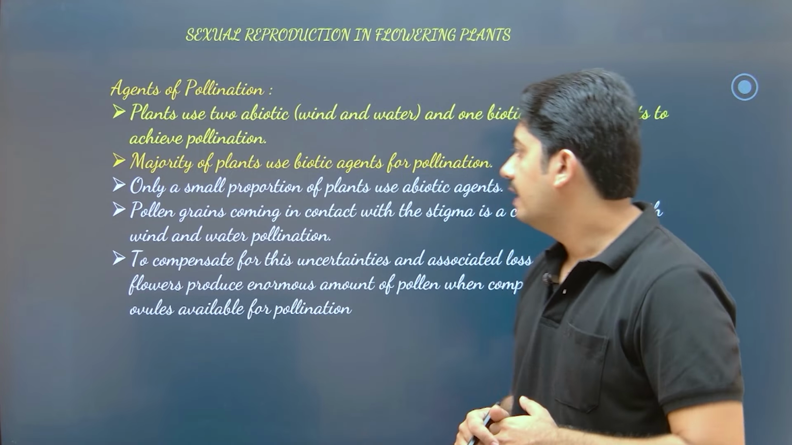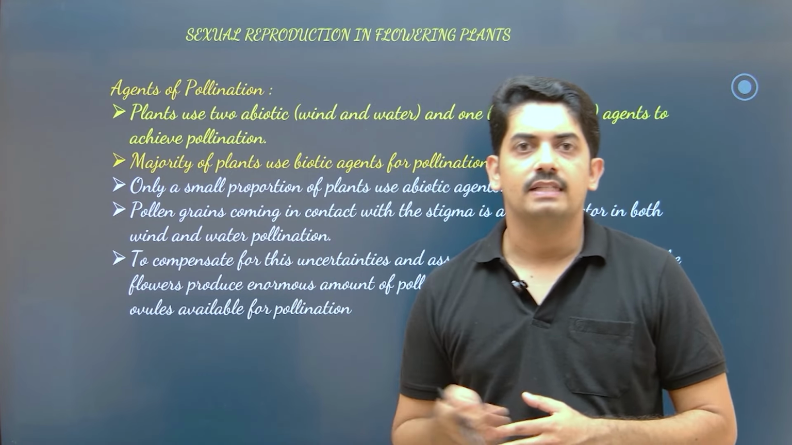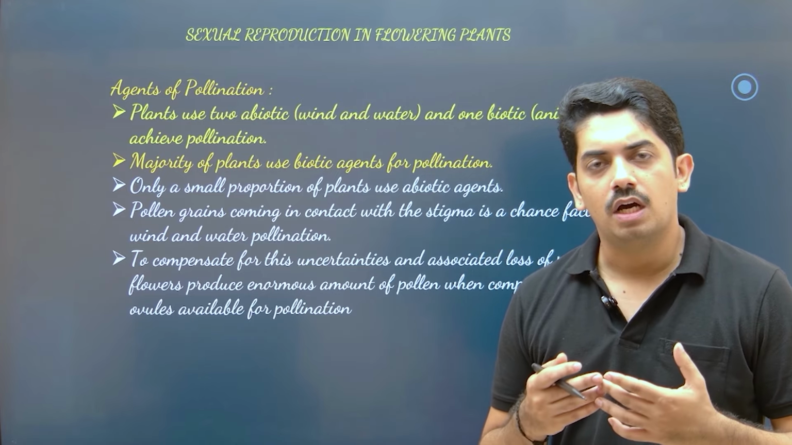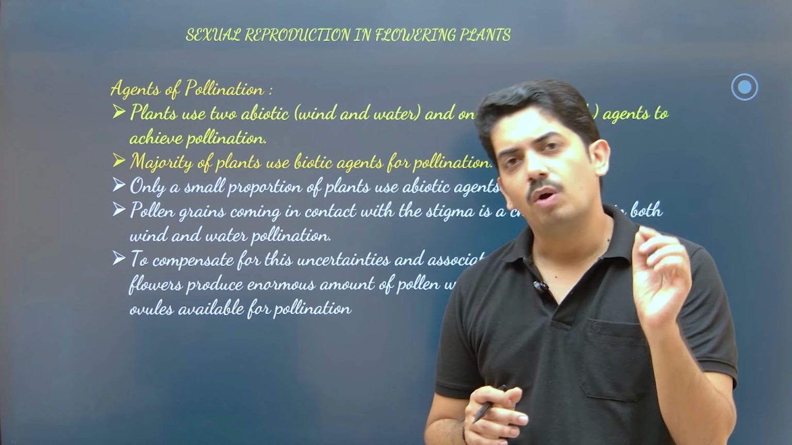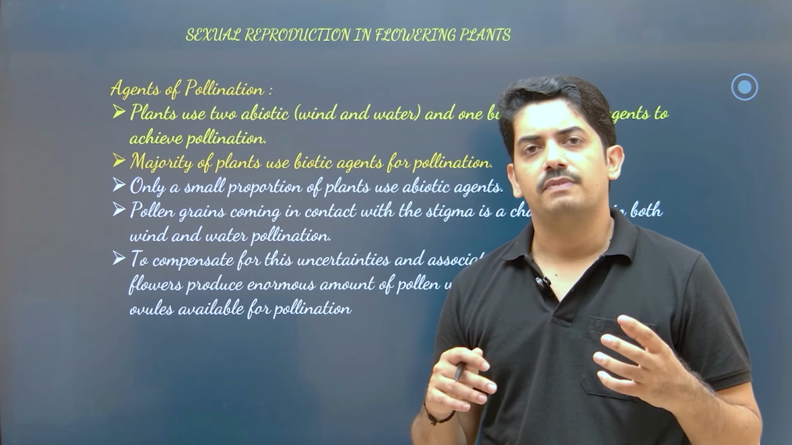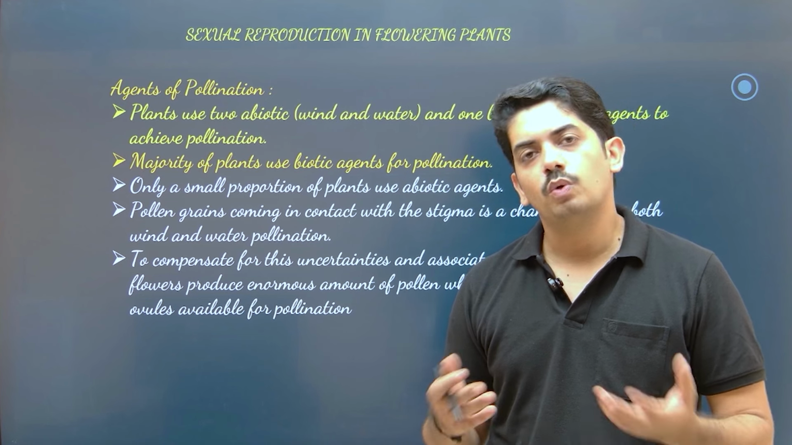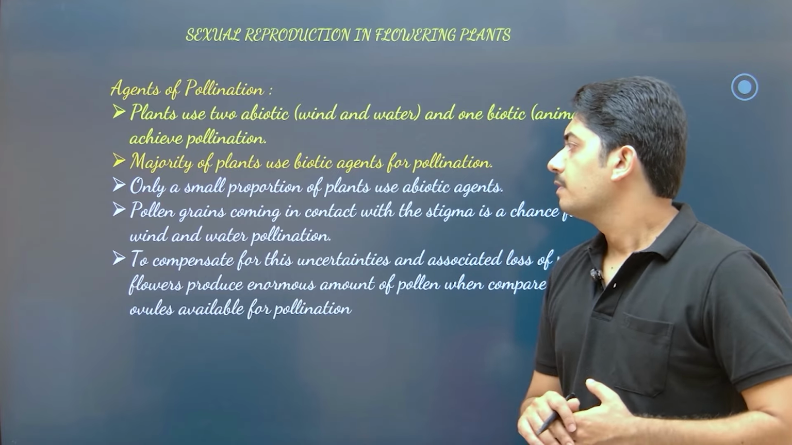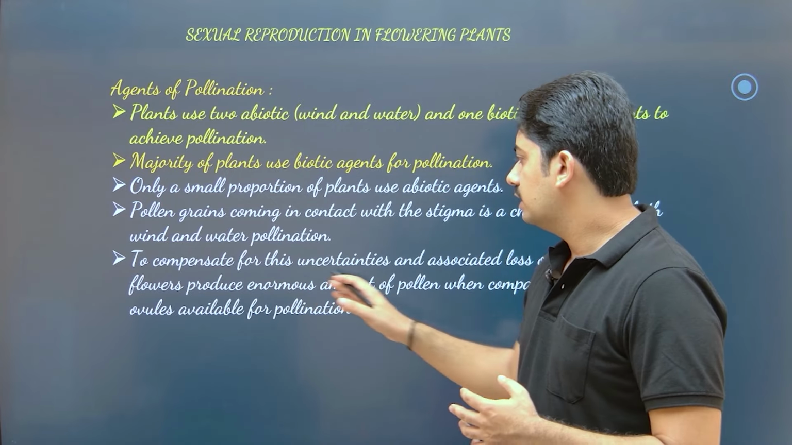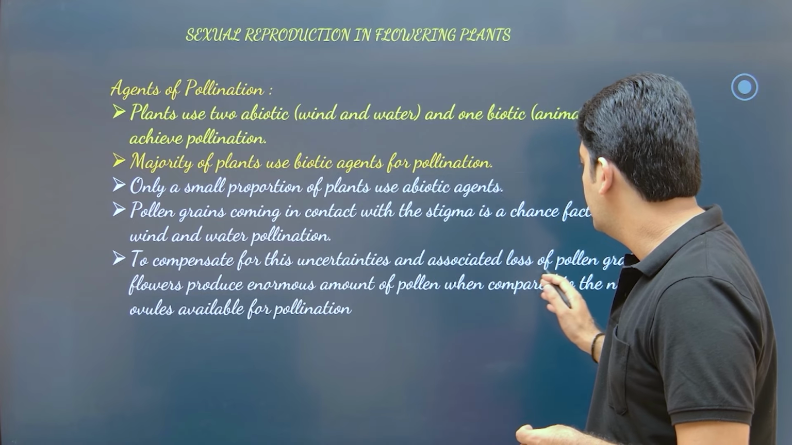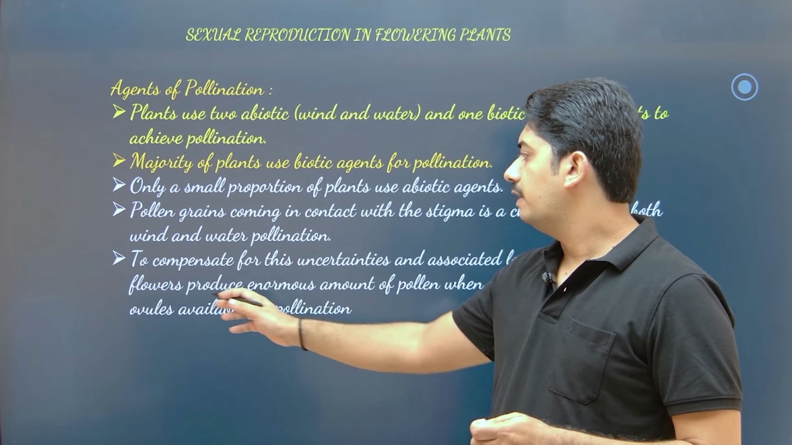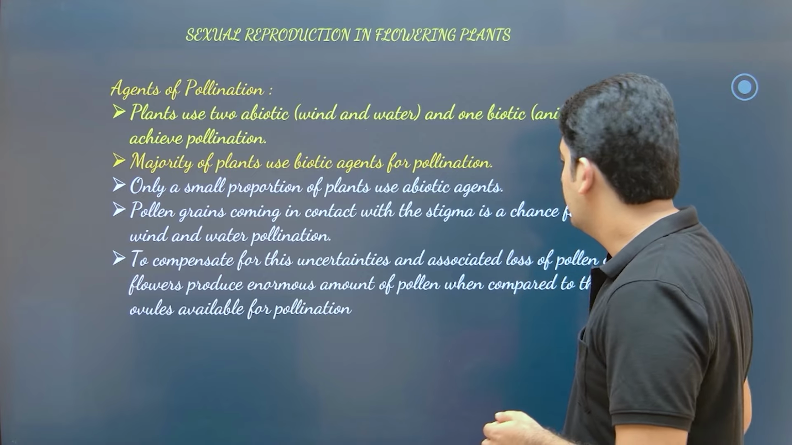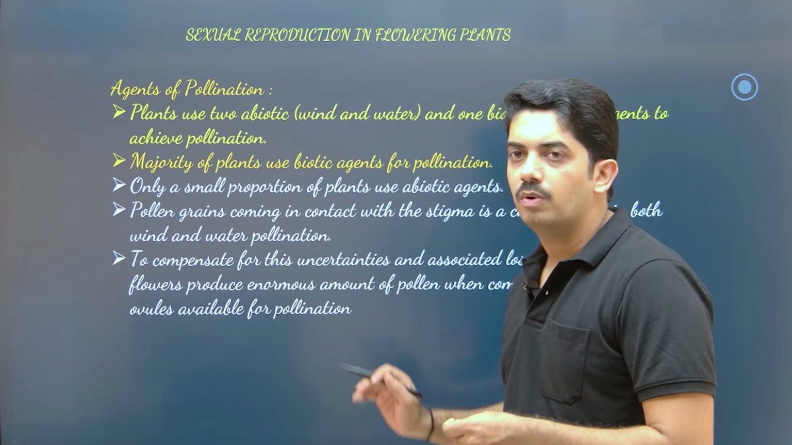So that's why whenever a plant is dependent on an abiotic factor like water and wind, then they need to produce a large number of pollen grains and very small flowers, because if there is no insect pollination, there is no need to produce colorful petals or any type of rewards. Okay, to compensate for these uncertainties and associated loss of pollen grains, the flower produces an enormous amount of pollen when compared to the number of ovules available for pollination.